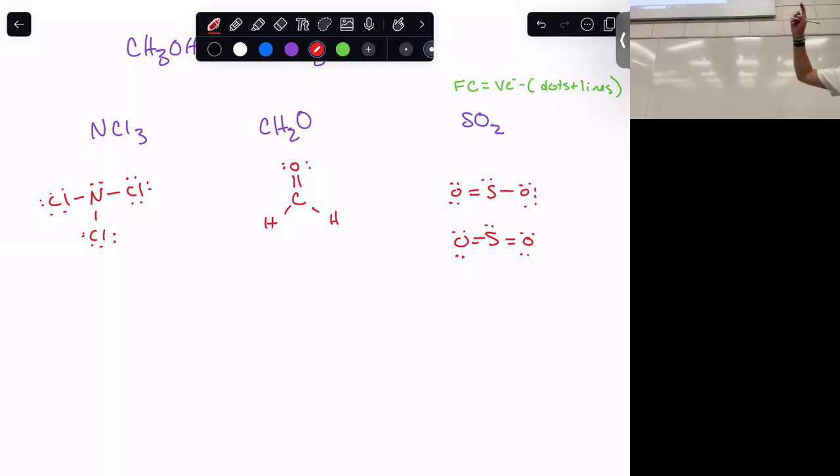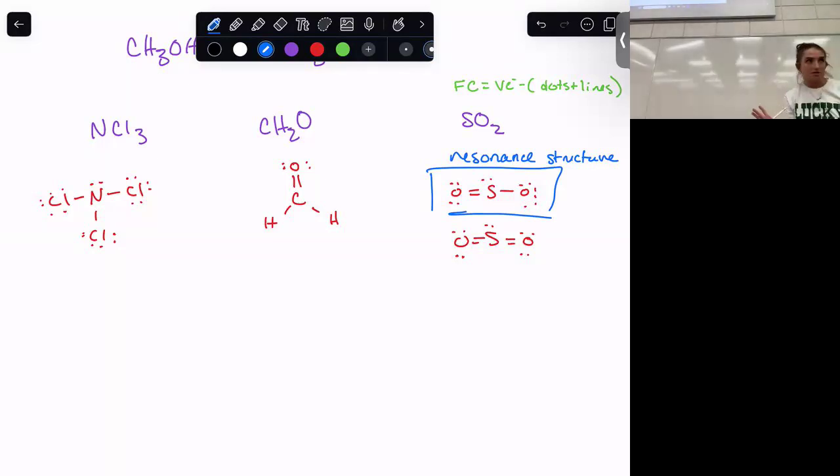So if you look at this one here, this one would have a resonance structure. Technically, it's going to flip-flop between the top one in the box, that middle one, and then the one where the double bond is on the other side. So when you say preferred, it's going to be a hybrid of all 3. You just need to know that there's resonance involved. SO2 would be something where you would ask, is there resonance? And you would say yes. Not necessarily ask questions about the shape.